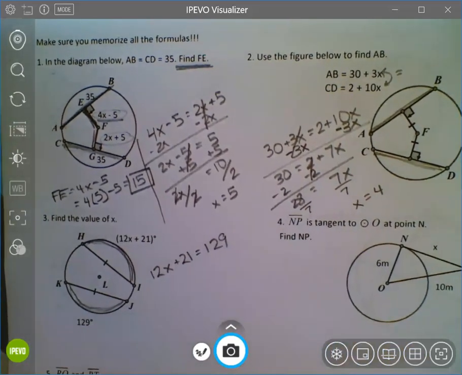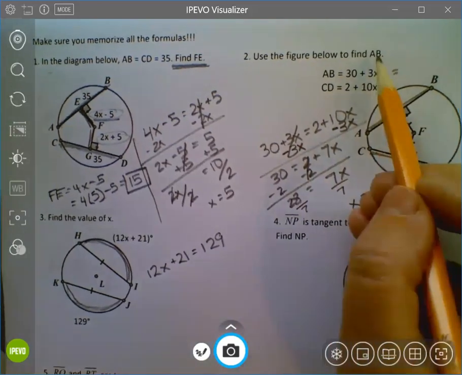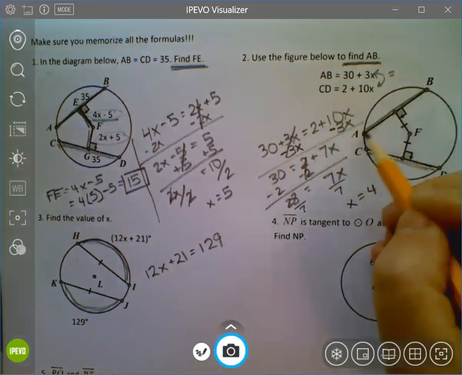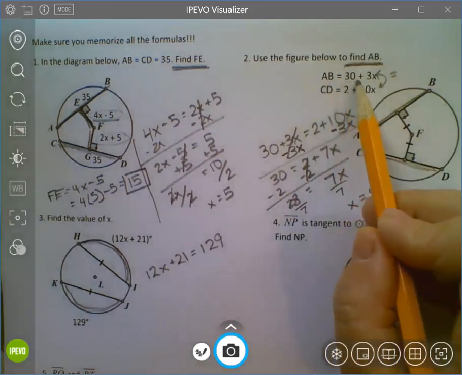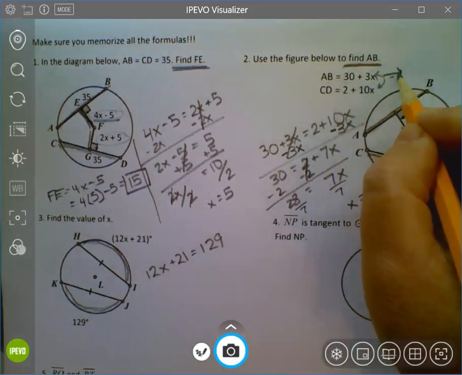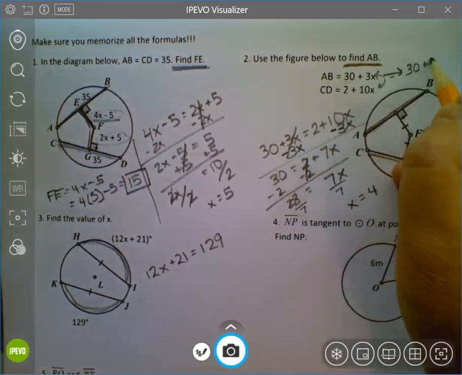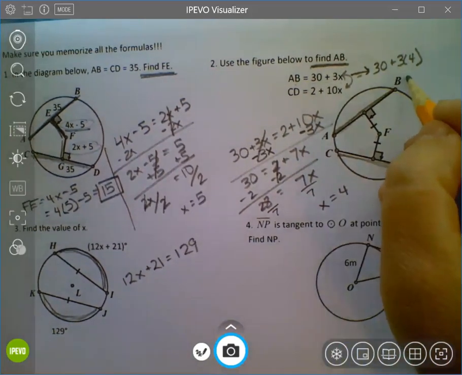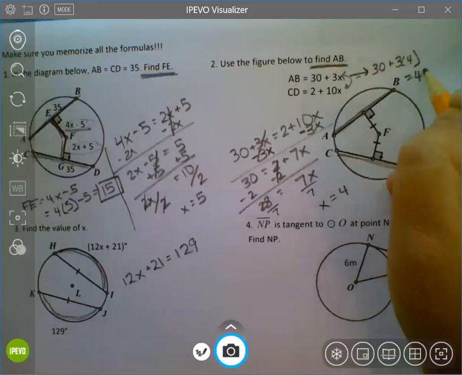But again, this problem is not asking me to find x, it's asking me to find AB. So I'm going to plug back in. I know that AB is equal to 30 plus 3x. So that's going to give me 30 plus 3 times 4. 3 times 4 is 12. 30 plus 12 is 42.